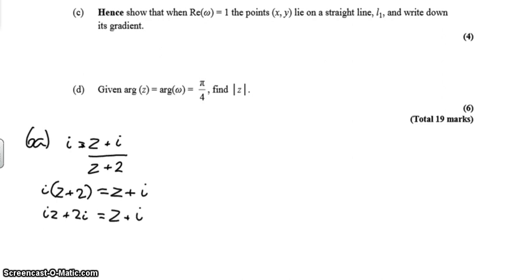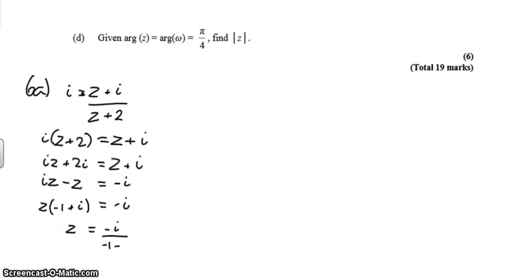Now let's rearrange to get all of the values of z on one side. iz minus z equals minus i, because we've subtracted 2i from both sides. And so z, putting into brackets, z times (i minus 1) equals minus i. So, z equals minus i divided by (minus 1 plus i). We can divide top and bottom by minus 1 to get that's equal to i over (1 minus i).